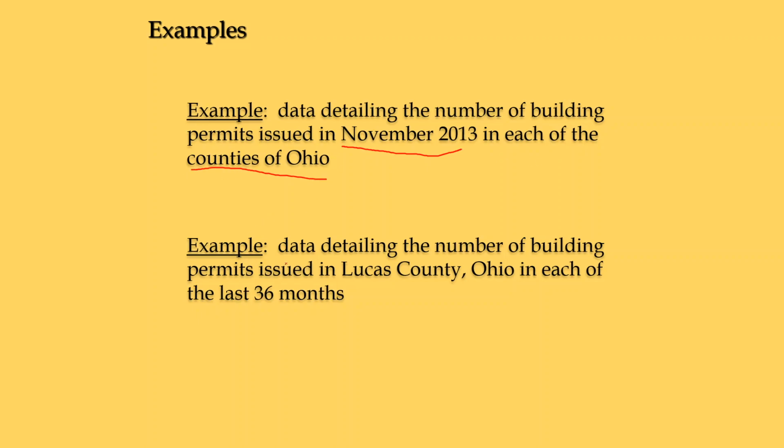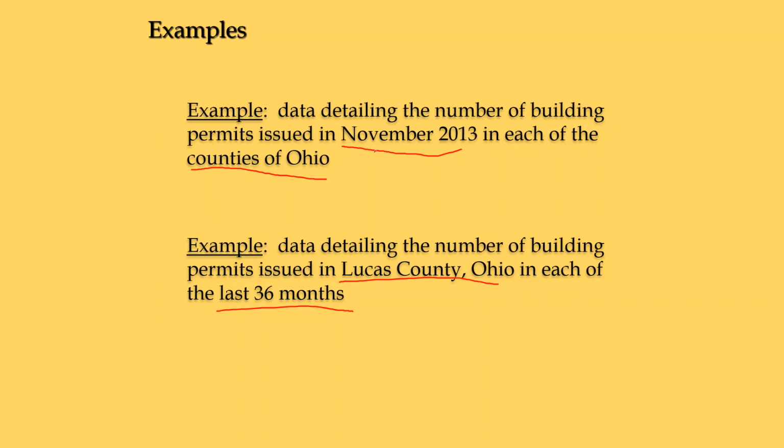Look at the second example. Still collecting data for permits: data detailing the number of building permits issued in Lucas County in each of the last 36 months. Location and time. Both of them are collecting building permits, but obviously the data you collect are different, right? In the first example we see the time and location, and in the second we also see the time and the location.